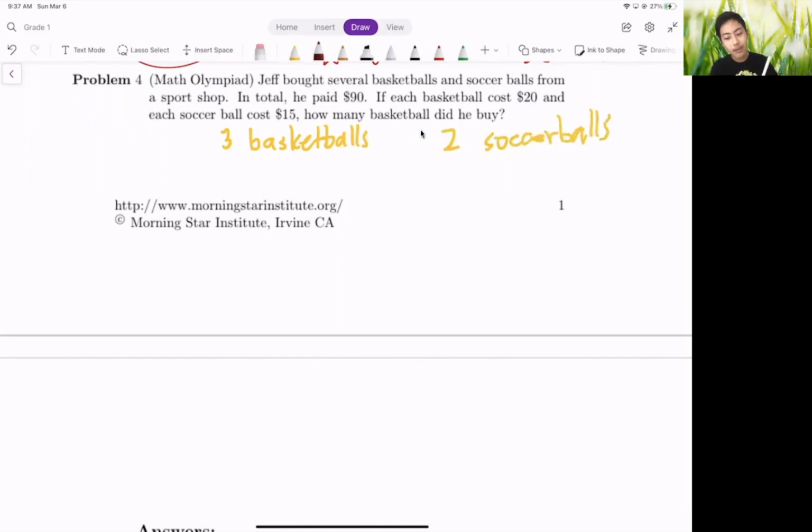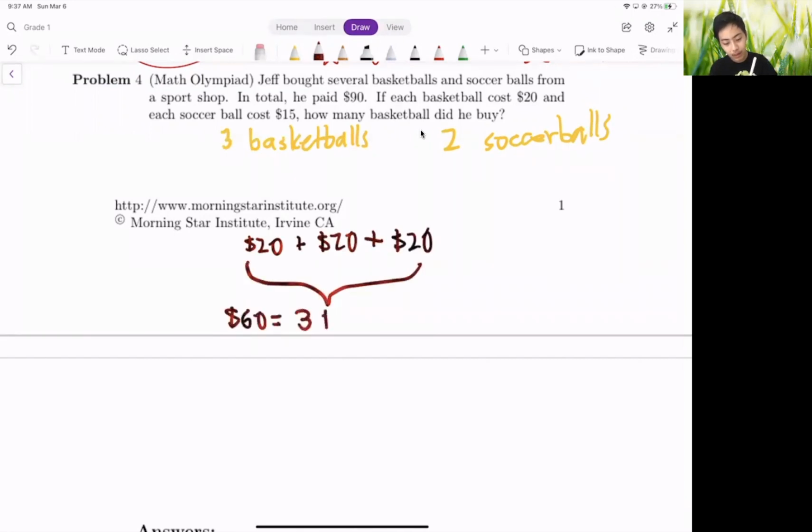If we bought 3 basketballs and each are equivalent to $20, this in total is $60 for 3 basketballs. And then let's see for soccer balls, if we bought 2 soccer balls, each soccer ball is $15. That's just $30 for 2 soccer balls.